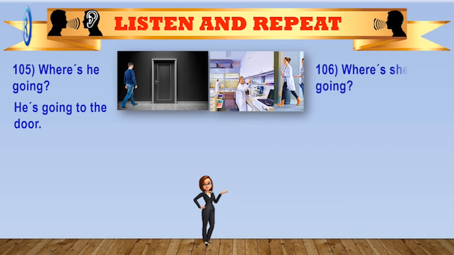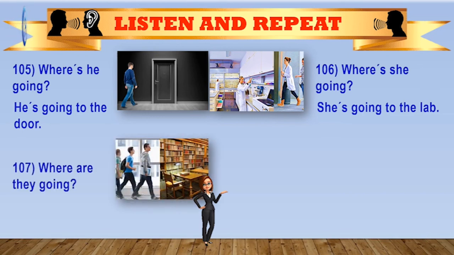106. Where's she going? She's going to the lab. 107. Where are they going? They're going to the library.